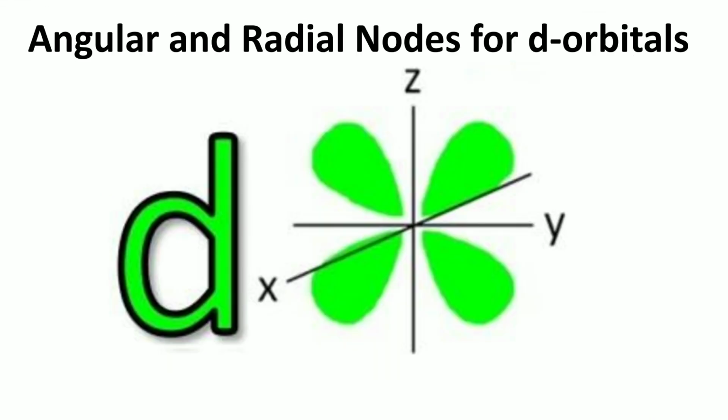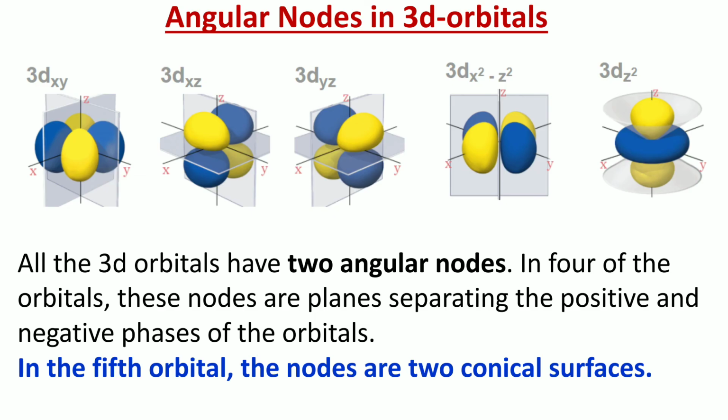Now we are going to calculate the angular and radial nodes for d orbitals. This is the shape of the d orbitals, like a clover leaf shape and double dumbbell shape. As we know, there are 5 different d orbitals named dxy, dyz, dzx, dx square minus y square, and dz square. And these are the planes we are seeing in this diagram, which are considered the nodal surfaces or nodal planes.